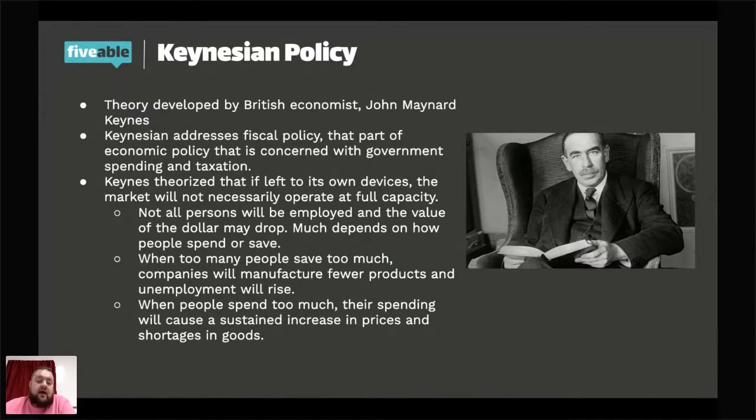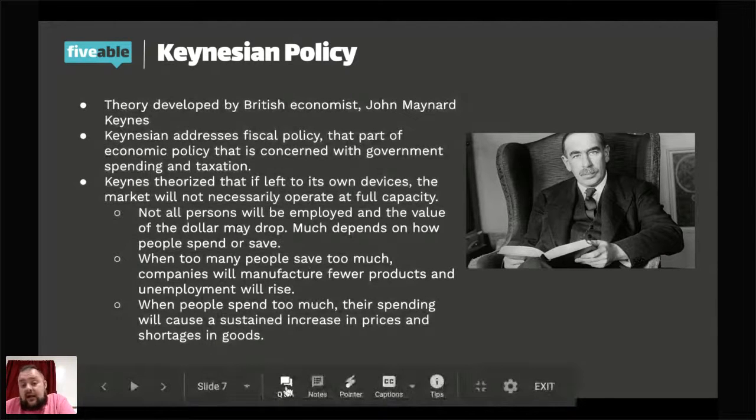So what he says is not all persons will be employed and the value of the dollar may drop. Really, a lot of that depends on how people spend or save money. And when too many people save too much, companies will manufacture fewer products and unemployment will end up rising. So when people spend too much, their spending will cause a sustained increase in prices and a shortage of goods. And so what Keynes is saying here is these are three examples of things that happen when the economy is kind of left to its own devices and the government doesn't get involved. And he said we can make an even better economic system for countries if the government gets involved in a little bit of these things and tries to curb those things from happening.